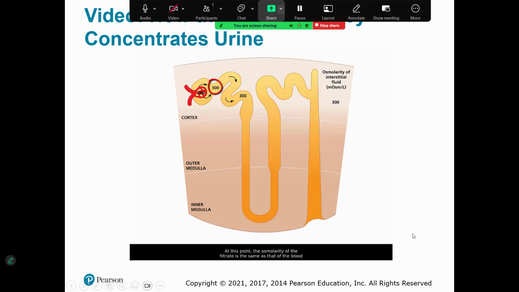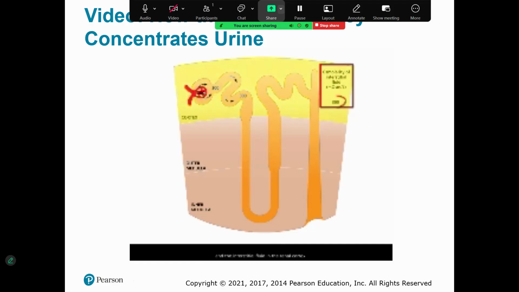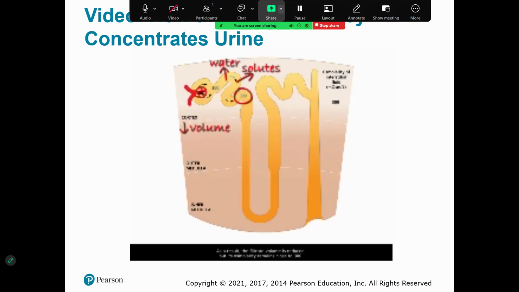At this point, the osmolarity of the filtrate is the same as that of the blood and the interstitial fluid in the renal cortex. As the filtrate moves through the proximal tubule, both water and solutes are reabsorbed from the filtrate. As a result, the filtrate volume is reduced, but its osmolarity remains close to 300.